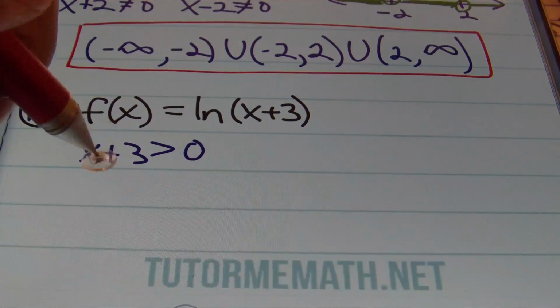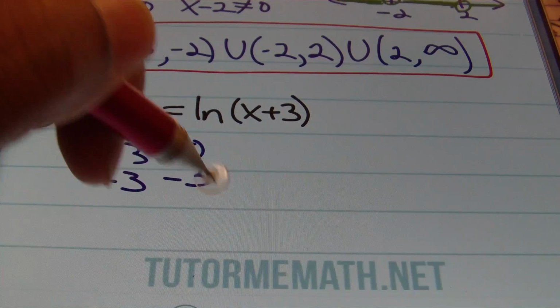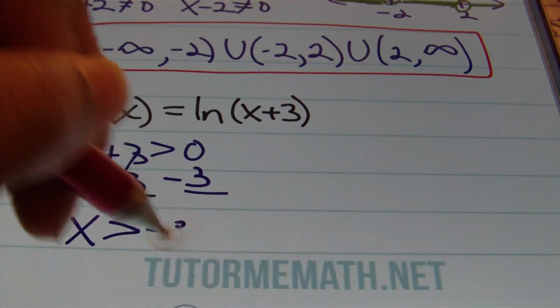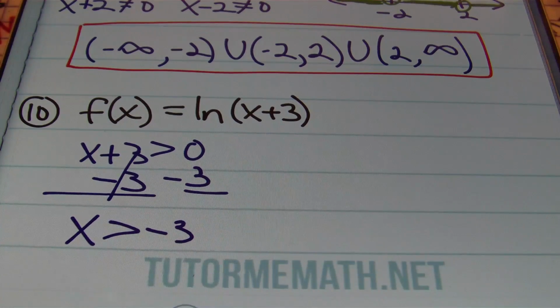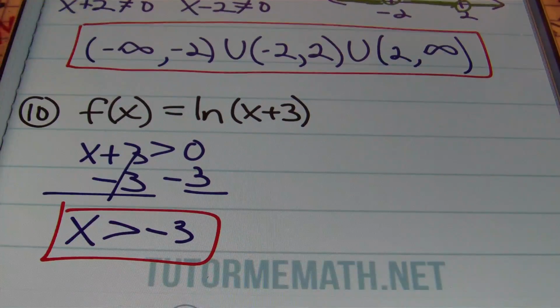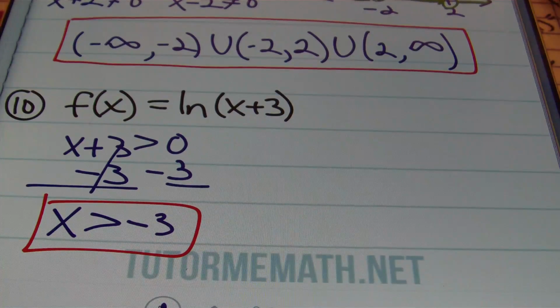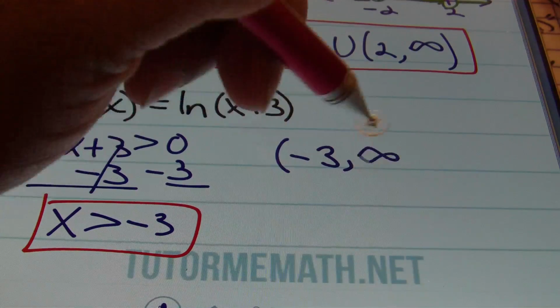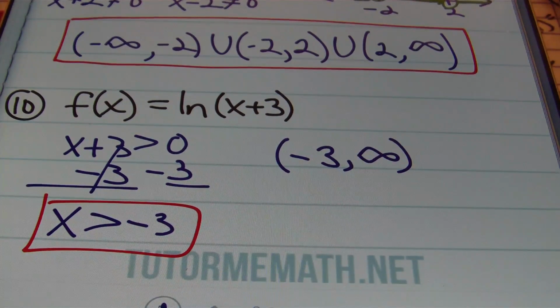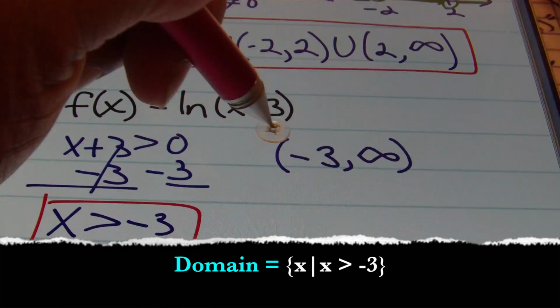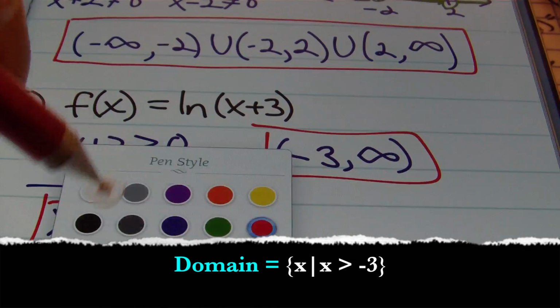So let's solve for x by subtracting 3 from both sides. And I find that x has to be greater than negative 3. That's the domain. X has to be greater than negative 3. So in interval notation, it'll be from negative 3 to positive infinity. And that's it. That's how you do it, ladies and gentlemen. Just like that.